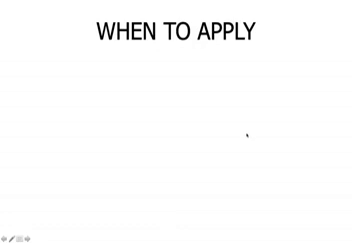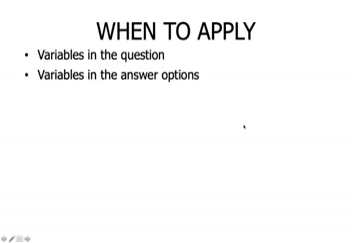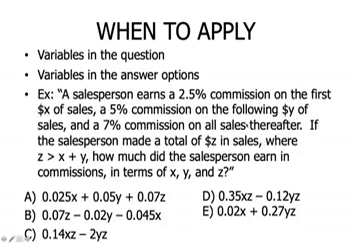Picking numbers is an incredibly useful strategy, especially if you're the kind of person who does not actively enjoy doing algebra. Though I don't know if there are that many people who actively enjoy doing algebra. All right, so this strategy is particularly applicable when you're dealing with questions that have variables in the question stem and variables in the answers. For instance, a question like this.